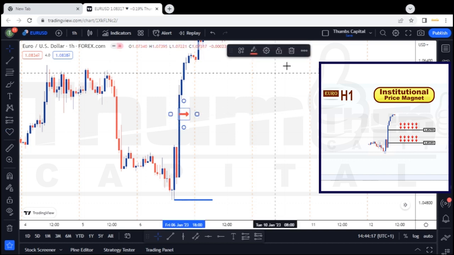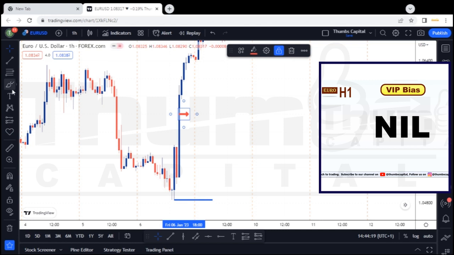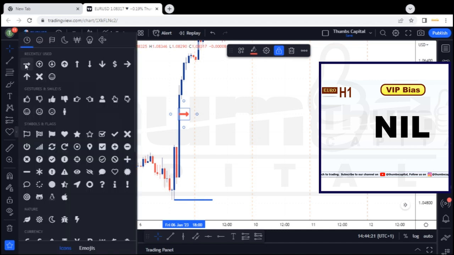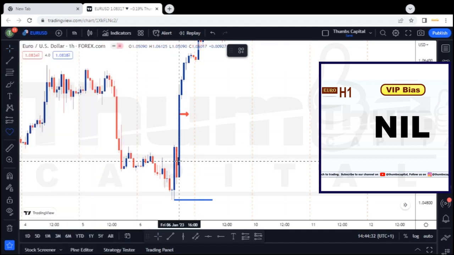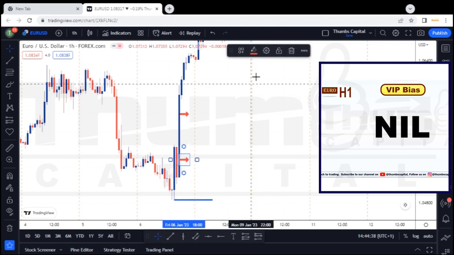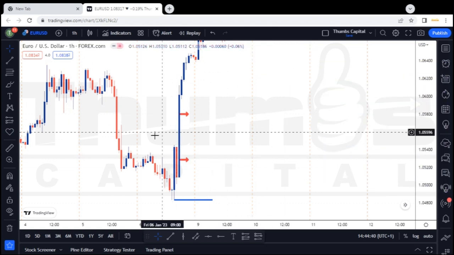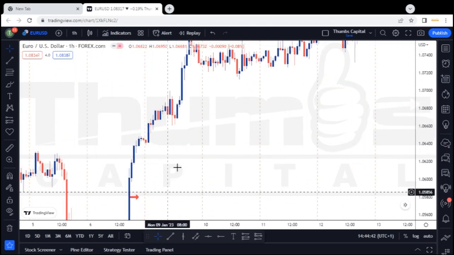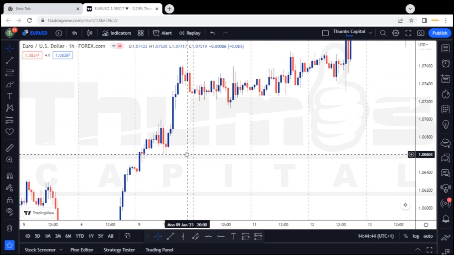On that day, there was no VIP bias info, so it says NIL. The meaning of NIL, for those asking, is no data. That is, there's nothing to publish for that section. So that's all the data for the 6th of January. Next is Monday, the 9th of January.